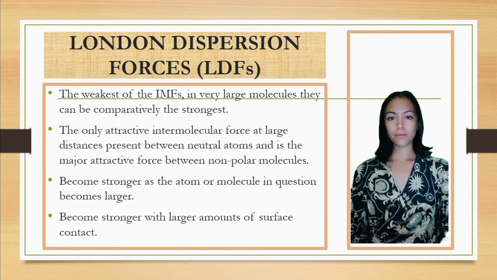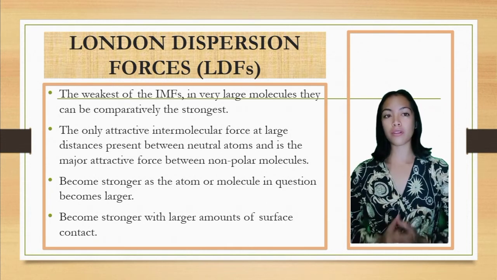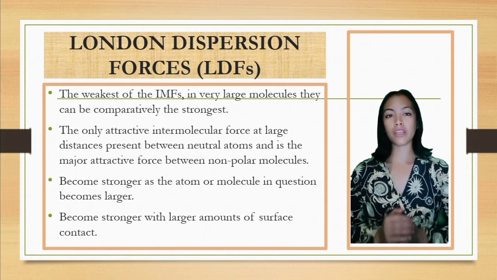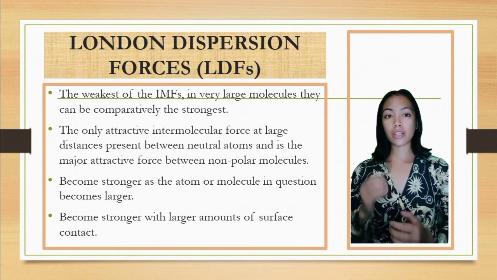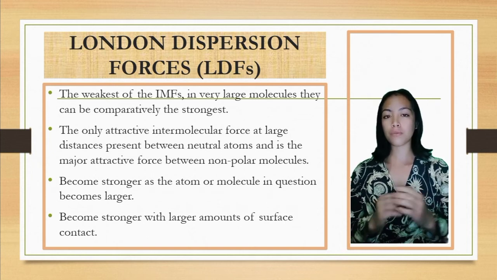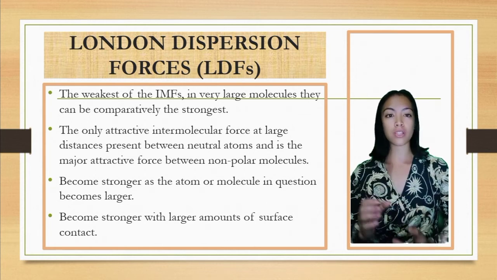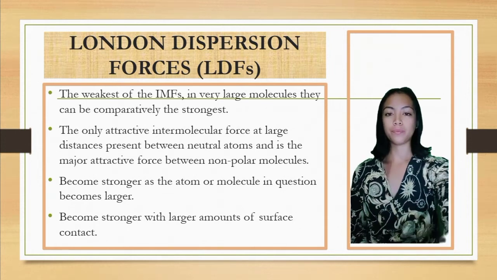London forces become stronger as the atoms or molecules become larger. This is due to the increased polarization of the molecules with larger and more dispersed electron clouds. It also becomes stronger with a larger amount of surface contact. This means greater surface area will have closer interaction between molecules.